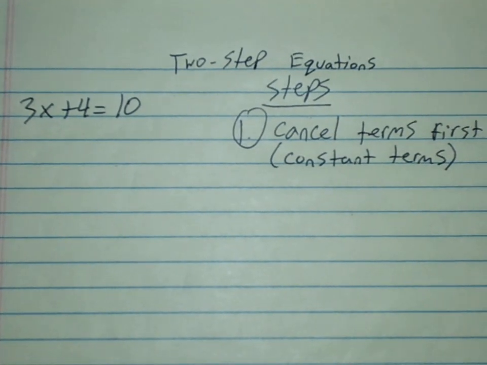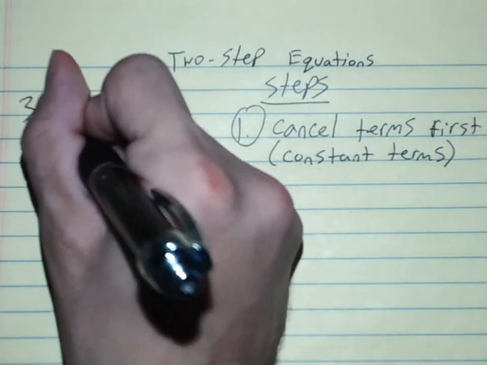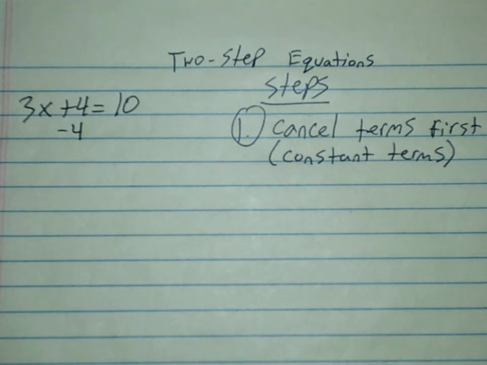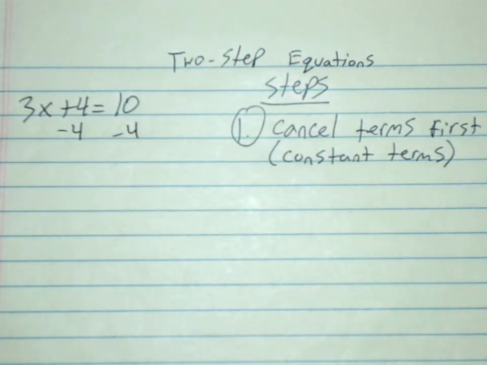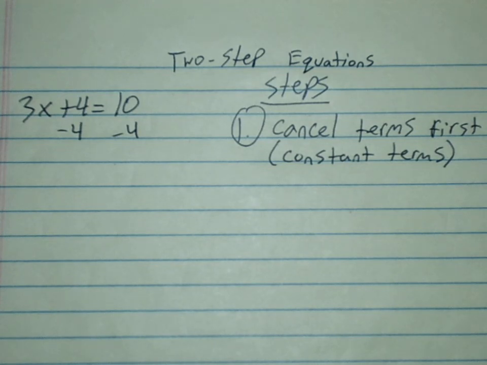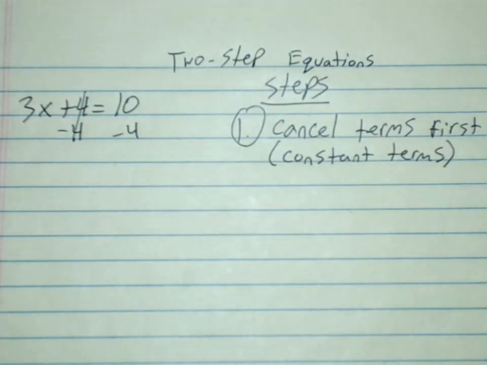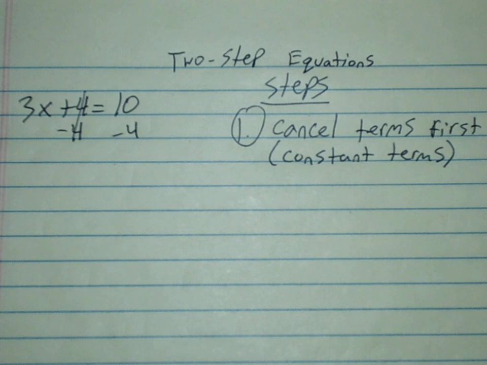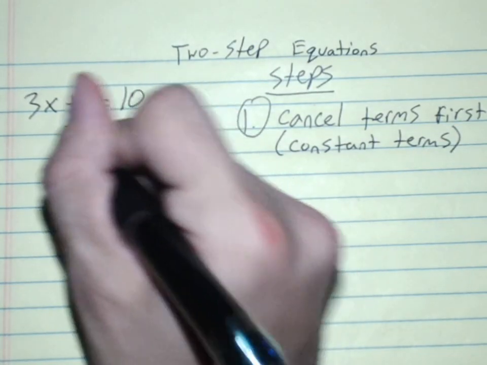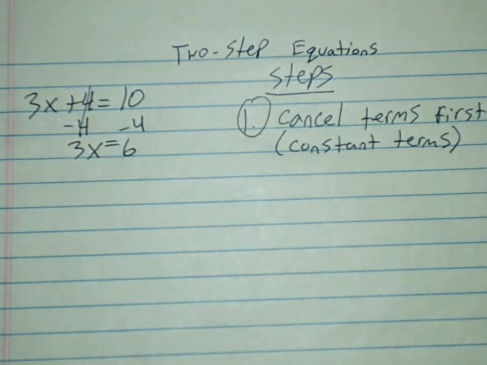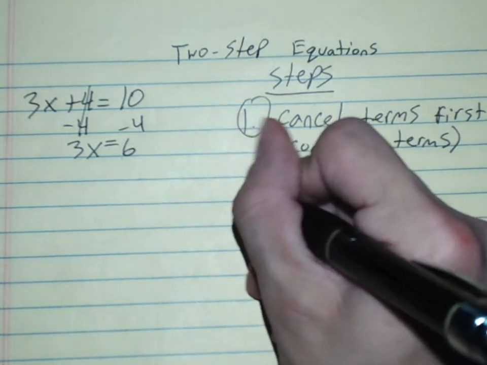To do that, it's being added, so how would I cancel it? I would subtract it. Whatever you do to one side, you do to the other. So minus 4. The 4's cancel, and you have what left over? 6. And 3x on the other side, right? Because the 4's canceled. Now you have the next piece to cancel. That takes you to step 2.